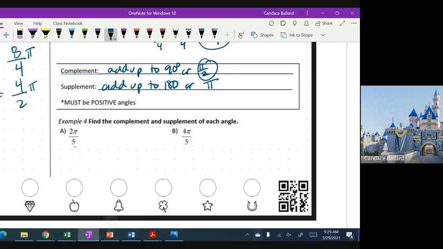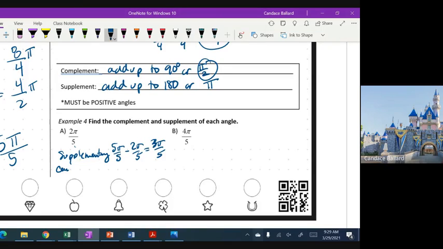Sorry, I'm thinking through it. Let's try pi first. So if I wanted it to be pi, I know I have to make the denominator 5. So it would be 5 pi over 5. So if I'm going to get supplementary, I'm going to subtract from that. So I would have to do 5 pi over 5 minus 2 pi over 5 would give me 3 pi over 5. That would be the supplementary angle, okay?